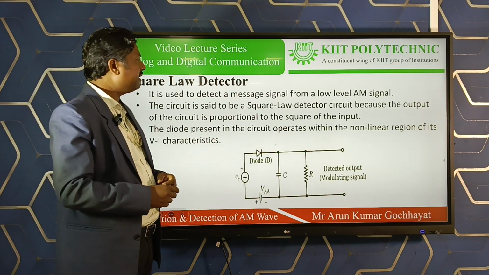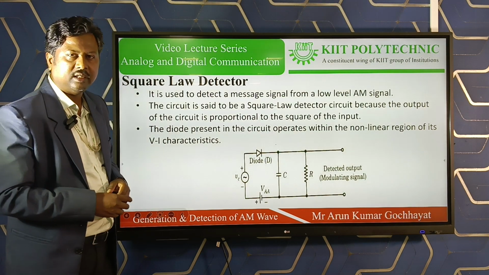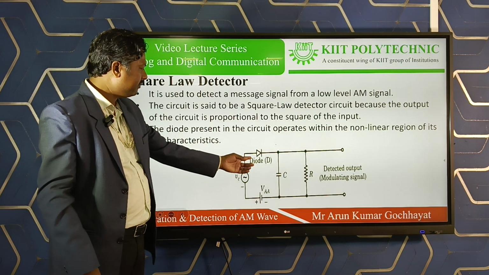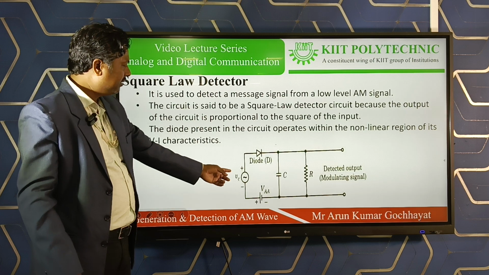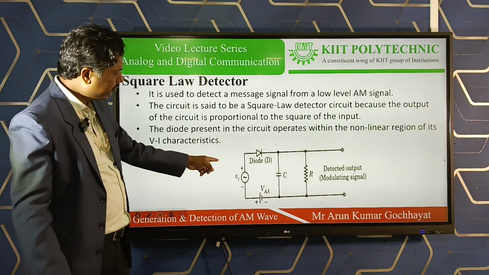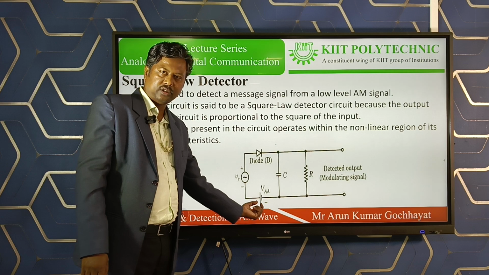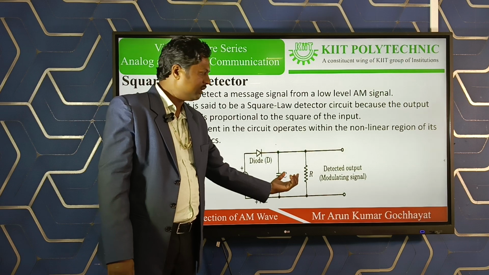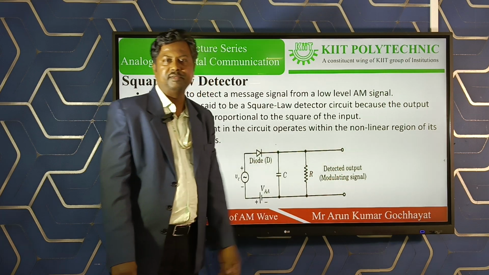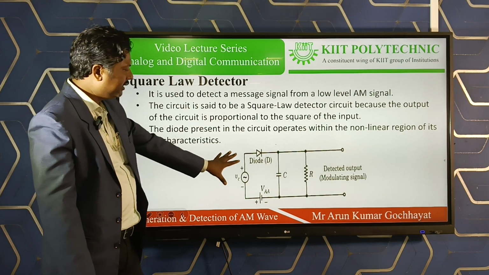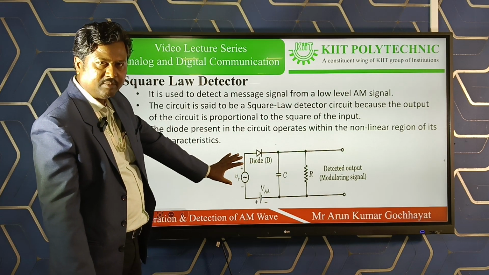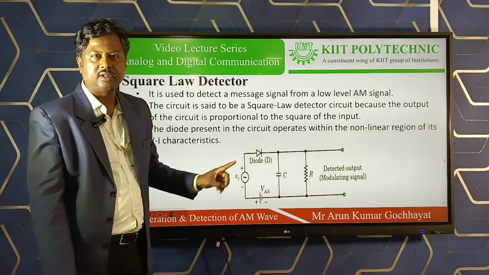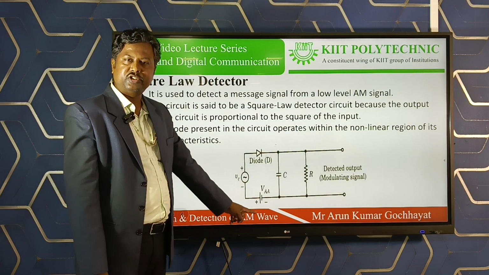So let us move to the square law detector, which is used for low level message extraction. Here, as you see, a diode is connected with an input voltage source. That input voltage source is in series with a DC source, and there is a filter connected after the diode, and at the output of the filter you are getting the message signal. So if you look over here, it seems to be a half wave rectifier circuit, but the thing is that here the diode is kept forward biased due to the presence of this DC source.